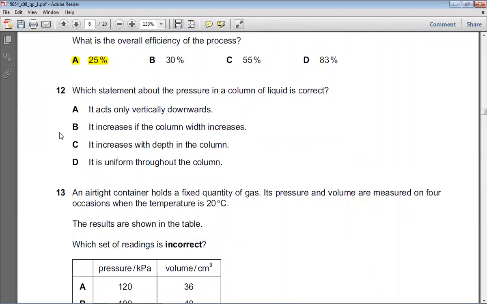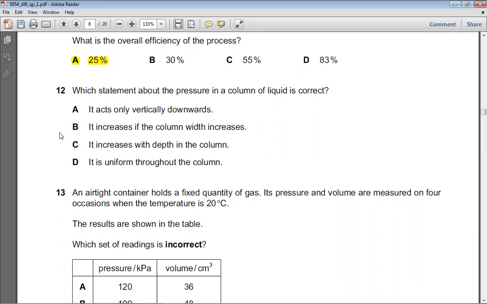Which statement about the pressure in a column of liquid is correct? It acts only vertically downward, maybe. It acts in all directions, basically. It increases if the column width increases. That's wrong. It increases with the depth in the column. That is a perfectly right sentence. The pressure of the liquid depends upon rho g h, where h means the depth of the liquid above the point of observation. It increases with the depth in the column.